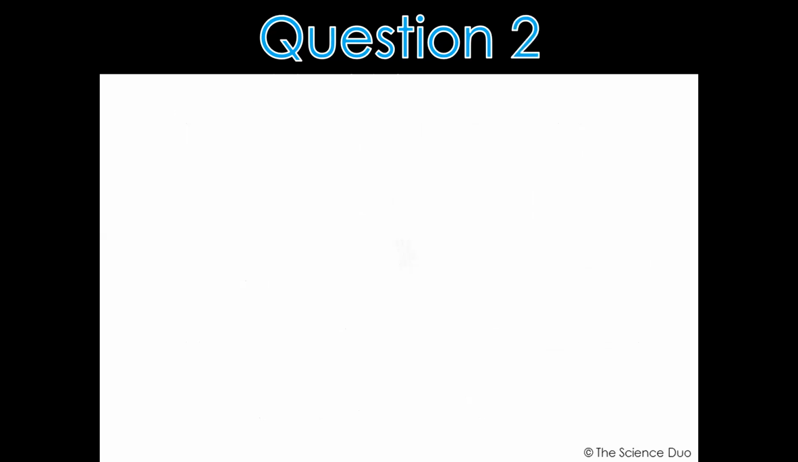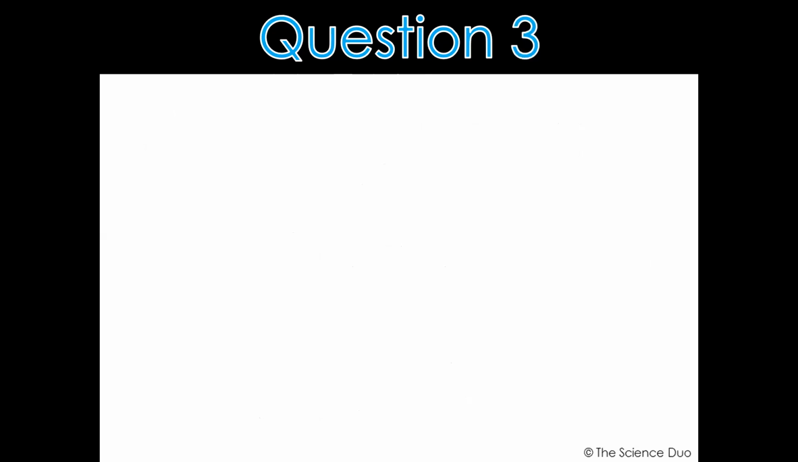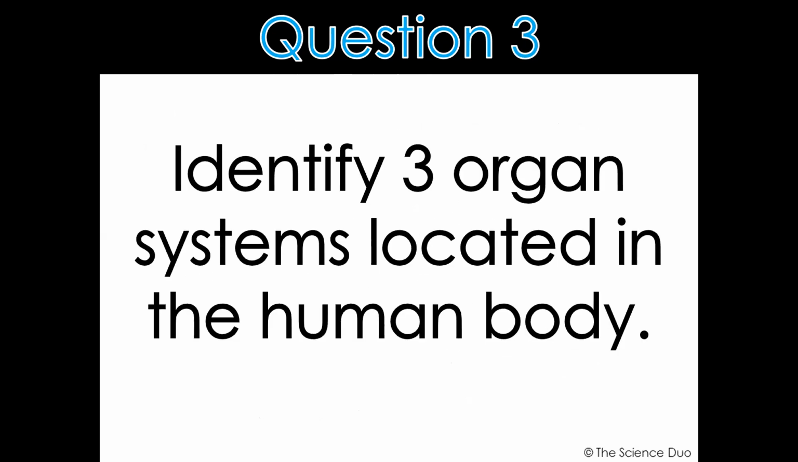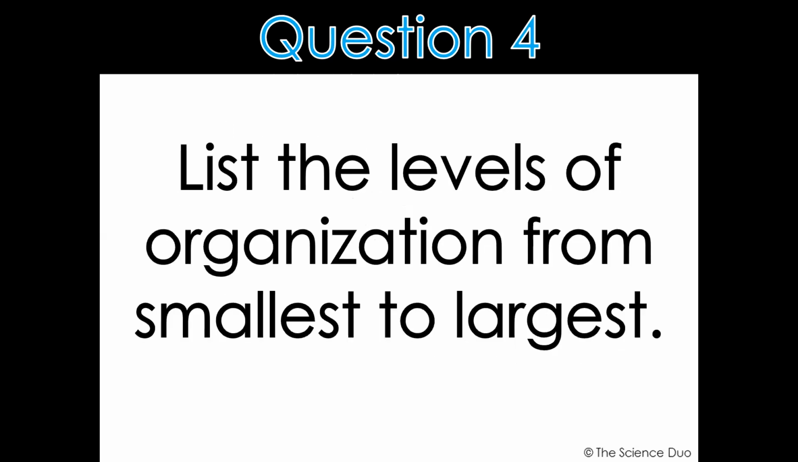Question 2. Which organ in the human body do you think is the most important? Explain why you think that. Question 3. Identify 3 organ systems located in the human body. Question 4. List the levels of organization from the smallest to the largest.